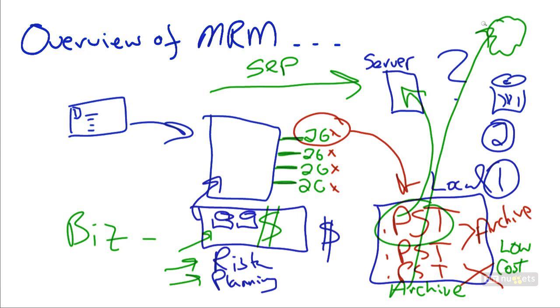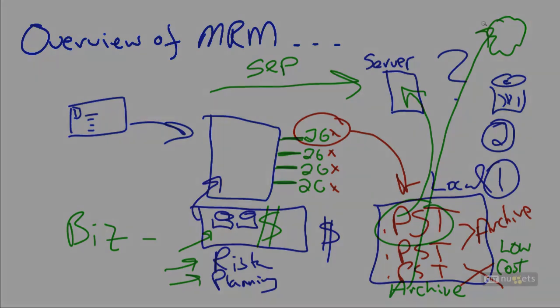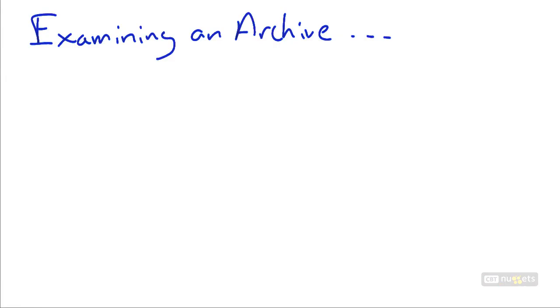So I'll tell you what, that's kind of the overview of where we're going with MRM. And we're going to start off with the archiving stuff. Let's start off with examining an archive. In Exchange 2013, the proper name of the archiving is an in-place archive. And here's some options for the archive.